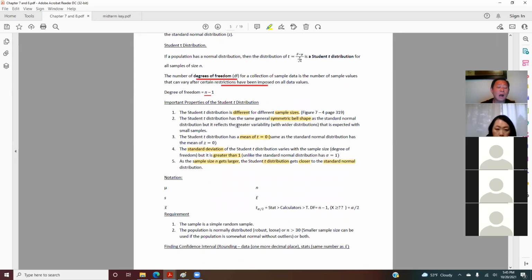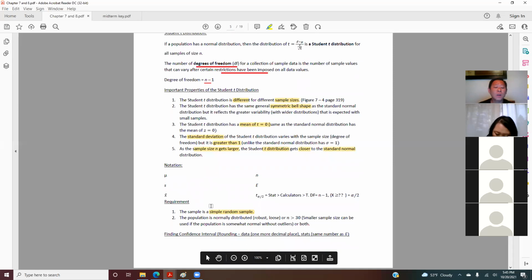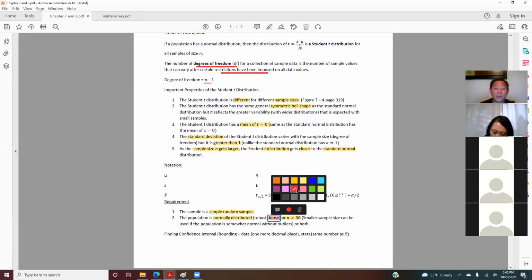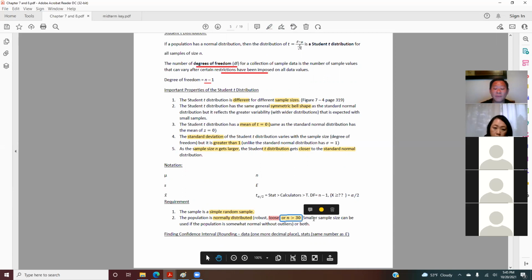Okay. So requirements. The requirements, we cut it really into two. One is simple random sample. The second requirement is normal distribution or your sample size is greater than 30. Okay. Now this requirement is loose. Loose means that you can change if you don't have 30 people. So if you have a smaller sample size, you can still use this distribution as long as it doesn't show any outliers.